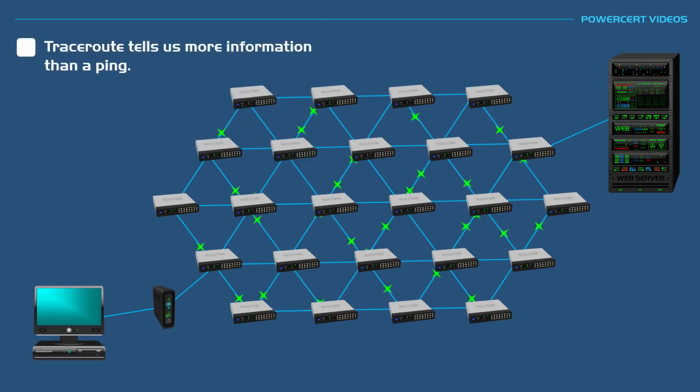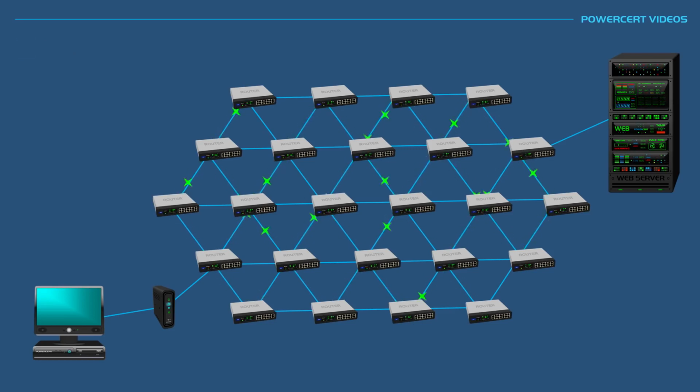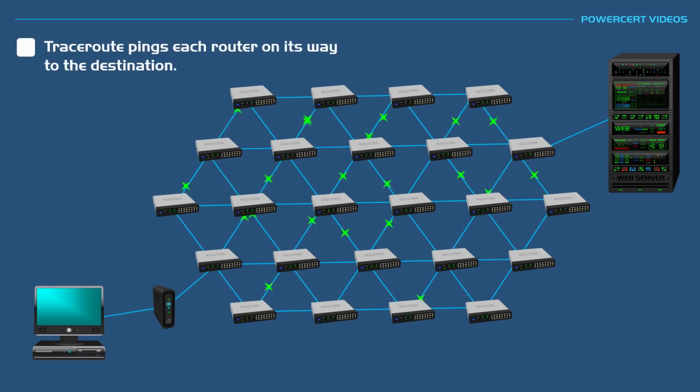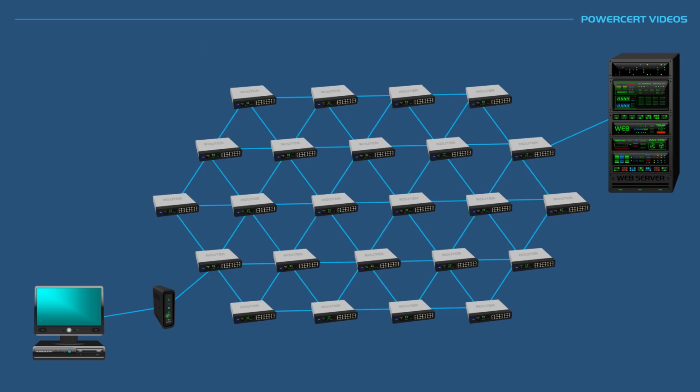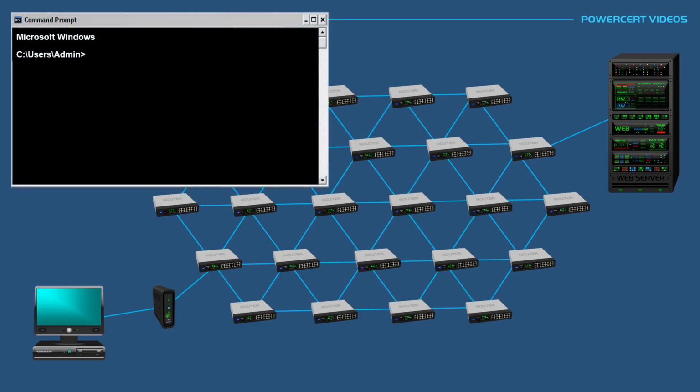However, a traceroute will tell us more information. Generally speaking, a traceroute not only pings the final destination, but it also pings each router on its way to the destination. It measures the round trip time that the data packets took from each router and the destination. So for example, let's go ahead and trace the route from our computer to a server over the internet.